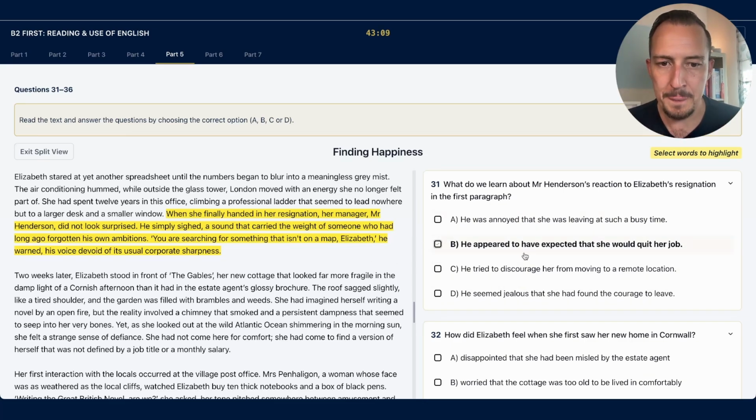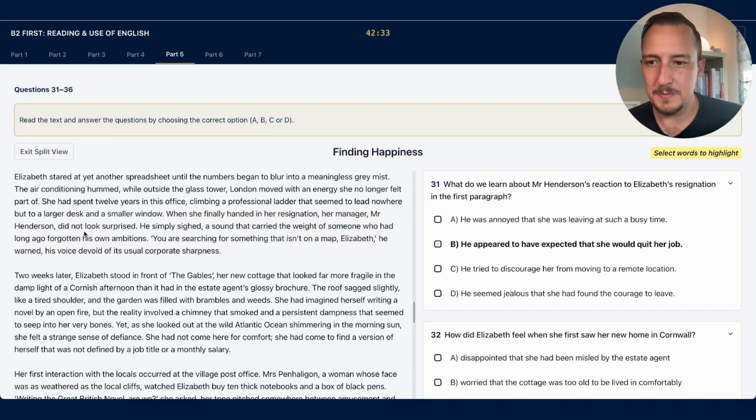So he's not annoyed. Does he try to discourage her? You're searching for something that isn't on a map. So he's not saying don't do it. He's just more warning her, really. He's not discouraging her. He's not saying don't do this or don't quit your job. So it's not C, because he's not discouraging. Does he seem jealous? He simply sighed, a sound that carried the weight of someone who had long ago forgotten his own ambitions. He's not really jealous. There's no suggestion of jealousy really here, and certainly not explicitly stated at all.